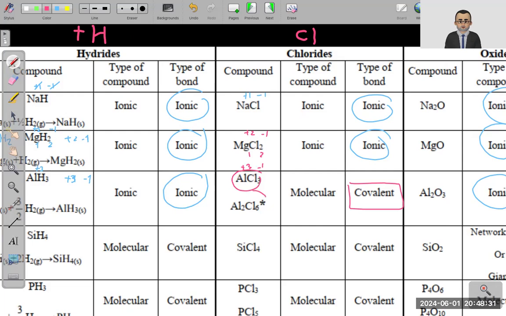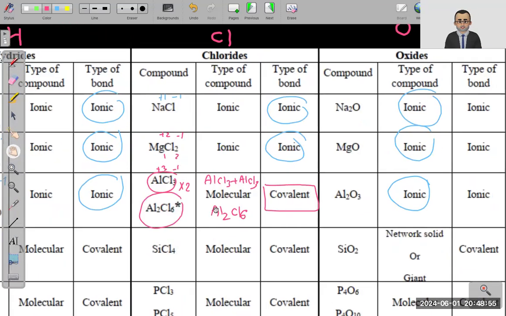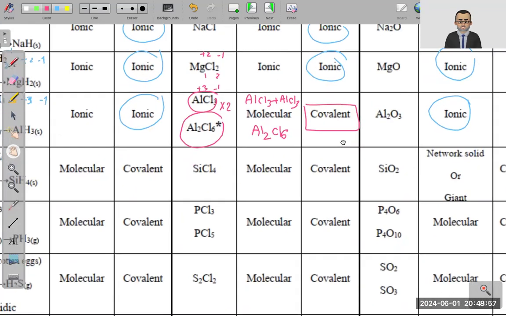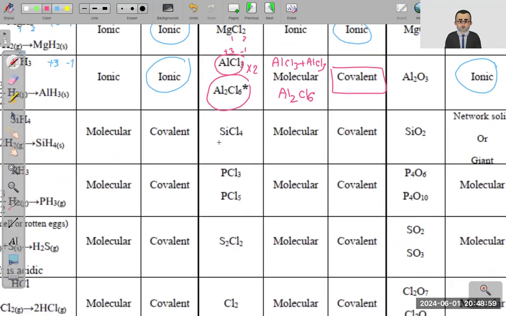But here there is one extra product that has to be memorized. This product comes when this one is doubled. You see AlCl3 is doubled, it becomes Al2Cl6. So one AlCl3 joins one more AlCl3, is dimerized, and becomes Al2Cl6. This has to be memorized. In case of oxides, we'll just finish the chlorides first. In the case of Si, it becomes SiCl4. P has two products. S has two products.